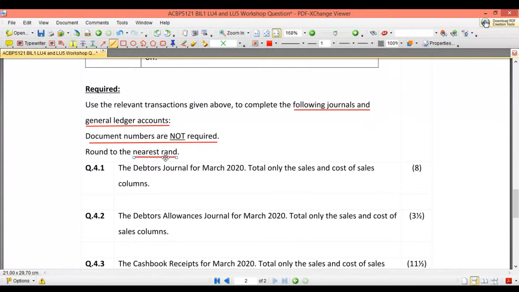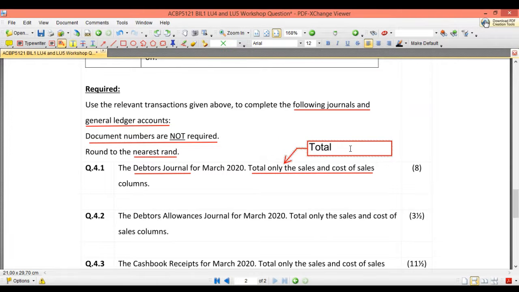So what journals are you required to do? The first one was your debtors journal. And then only the sales and cost of sales columns need to be totaled. So we do not have to total anything else, only those two columns. So total only sales and cost of sales.